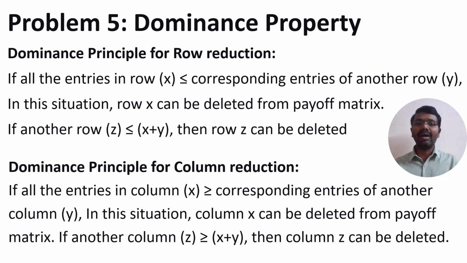So here we need to remember one thing: whenever there is a less than or equal to value, we need to delete that x from the payoff matrix in case of the row reduction. In case of column reduction, where greater than or equal to values are there, the first thing, x or z, whichever is there in the first, can be deleted. So if you remember these two, the greater than or equal to and less than or equal to rules for row reduction, and greater than or equal to for column reduction, we can easily solve these problems.